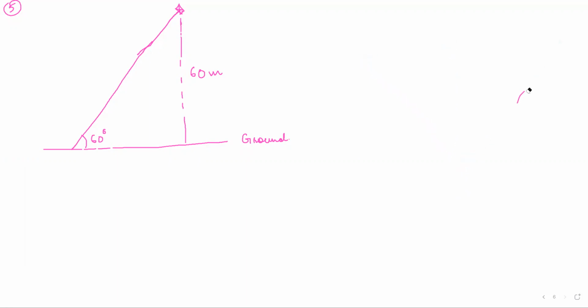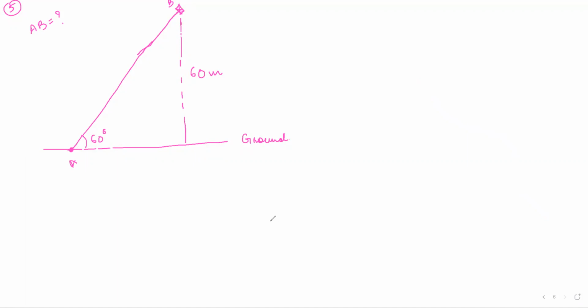So the string is actually tied here at this point, and this is the string with which the kite is attached. Find the length of the string. So you have to find this. If I give it some name, let's say AB, I want to find AB. Assuming that there is no slack in the string. Sometimes the string flies in the air like this, so we are assuming that the string is straight.